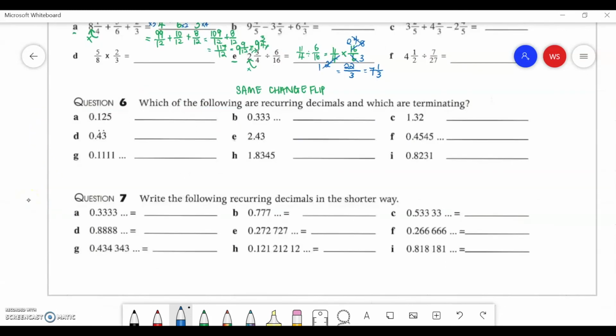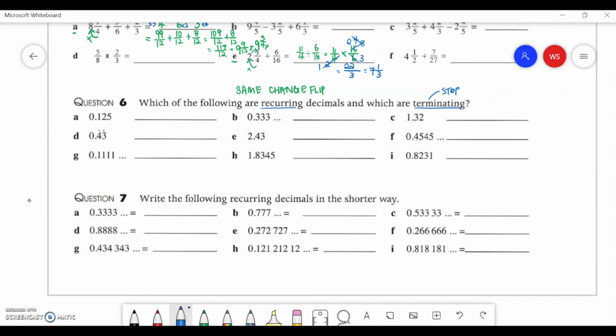Now, question 6. Which of the following are recurring decimals and which are terminating? You will just have to label it recurring or terminating from here. Remembering terminating means your numbers will stop, coming from the root word terminate, terminate means stop. As with recurring, this just means that your numbers carry on and on and on and on. So they do not stop from there.